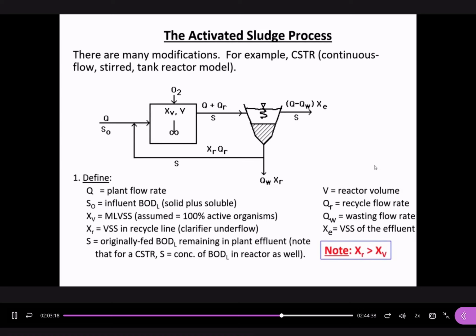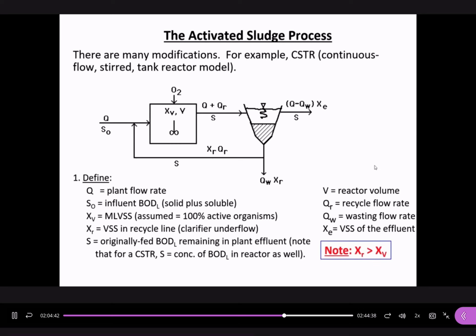Therefore, what is the flow rate out of the aeration tank? It should be Q plus QR, because you have a recycle flow. Both in; this is out. So the outflow should be Q plus QR because of recycle. The outflow substrate concentration is S, because of microbial utilization in the aeration tank the substrate concentration decreases to S. Then the flow goes into the secondary clarifier, and the outflow will be Q minus QW, because Q plus QR goes in, QR goes out as recycle and QW goes out as waste. So the outflow is Q plus QR minus QW, therefore Q minus QW.